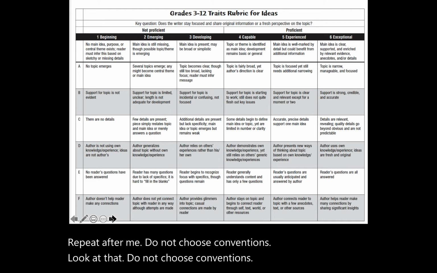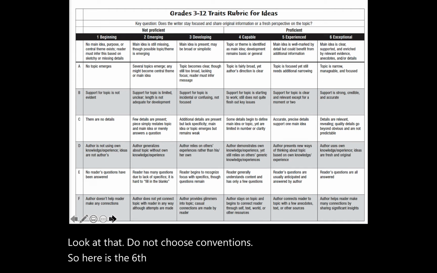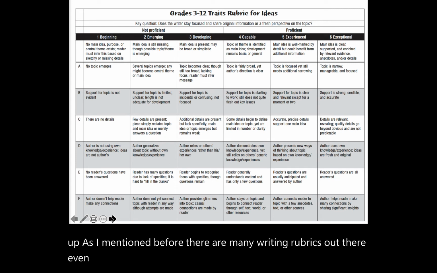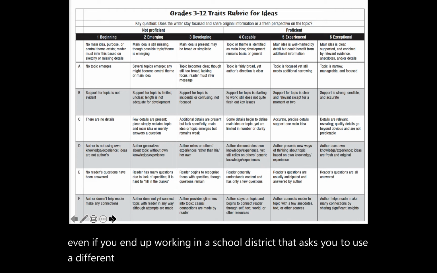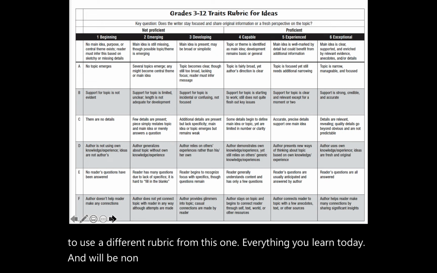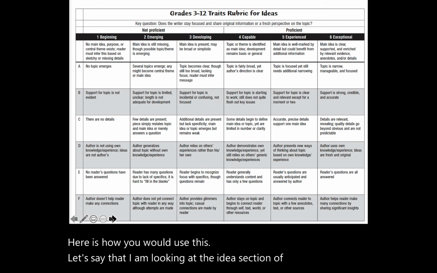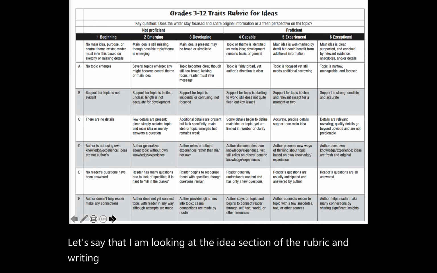So here is the 6 trait plus 1 rubric for grades 3 and up. As I mentioned before, there are many writing rubrics out there. Even if you end up working in a school district that asks you to use a different rubric from this one, everything you learned today and moving forward will still apply. Here's how you would use this. Let's say that I am looking at the ideas section of the rubric and a writing sample. I would go through the ideas section and pick the examples that match my writing sample.